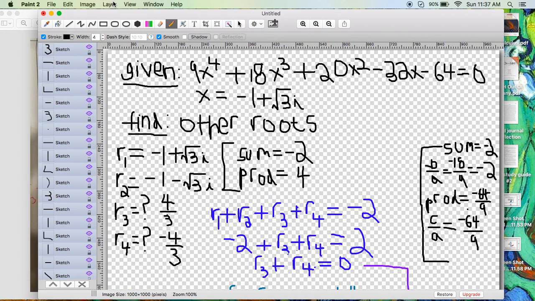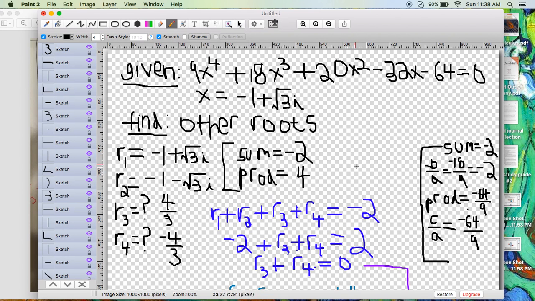For this problem, it's a little bit different because it's a given polynomial and it gives you one root and you have to find the other two roots, but the method is still finding the sum and product of the roots. The question asks for the other roots of this polynomial, 9x to the fourth plus 9x cubed plus 18x cubed plus 20x squared minus 32x minus 64 equals 0. And it gives you one x value, which is negative 1 plus rad 3i. The i is not included under the radical.